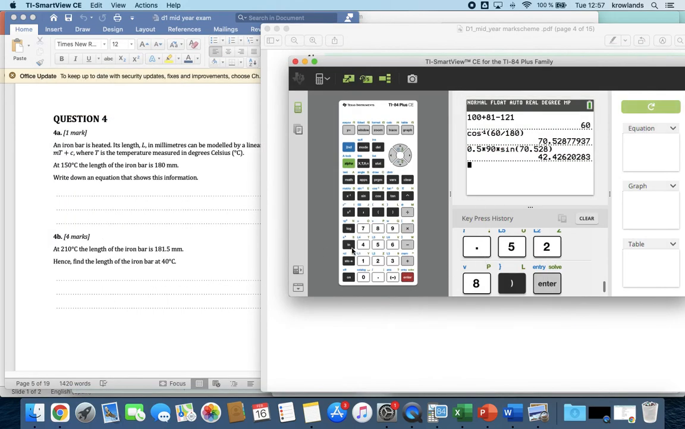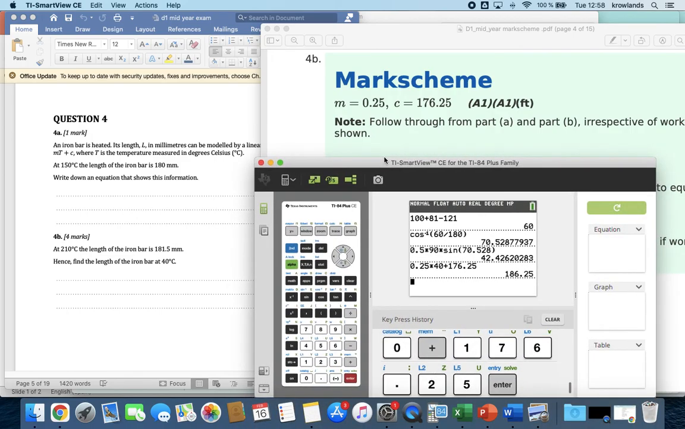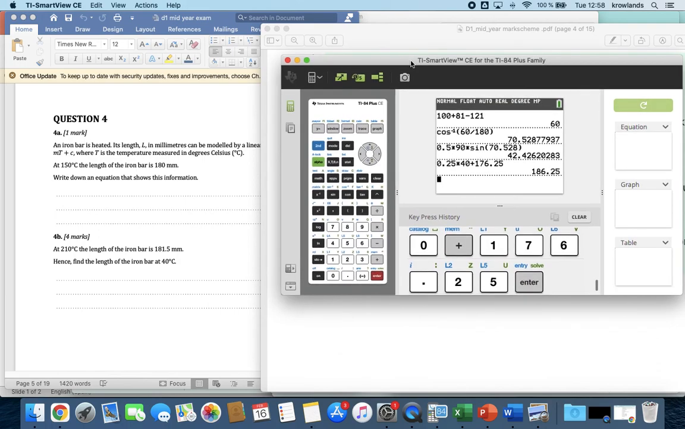We are going to type in the following: 0.25 times 40, then we're going to add the 176.25, and you'll see we'll get the answer here. You can see here I've made a little bit of a mistake, so let's just double check. It's absolutely fine to make mistakes as long as you understand where you've gone wrong.